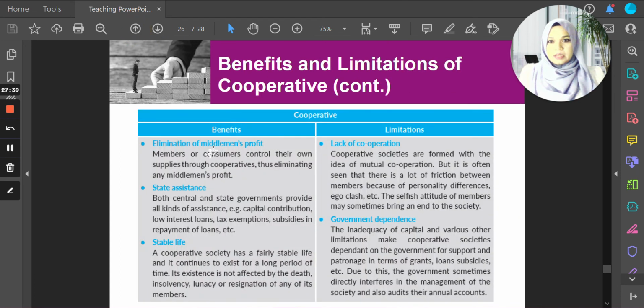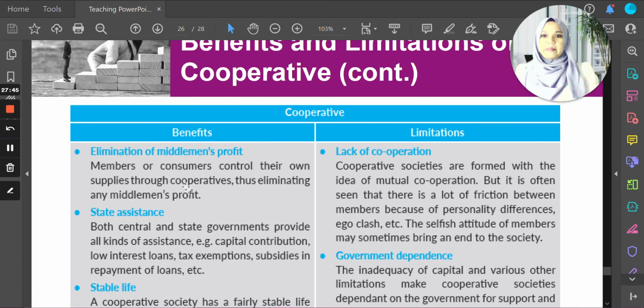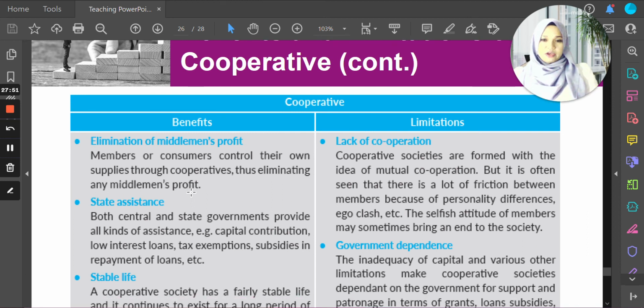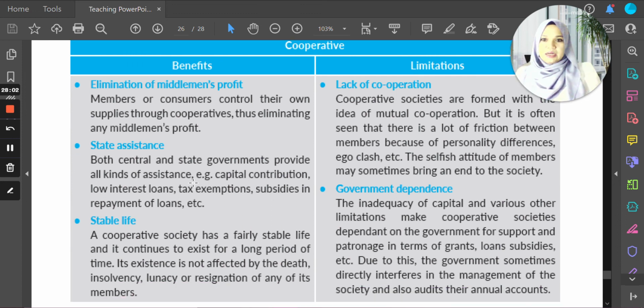Okay, when you talk about eliminating the middleman's profit, yes, you can do that. Members or consumers control their own supplies through cooperative, thus eliminating any middleman profit. Okay, you can buy directly, right? And then in terms of state assistance, both central and state government do provide all kinds of assistance to this cooperative, right? And you can say it is actually a stable life, right?